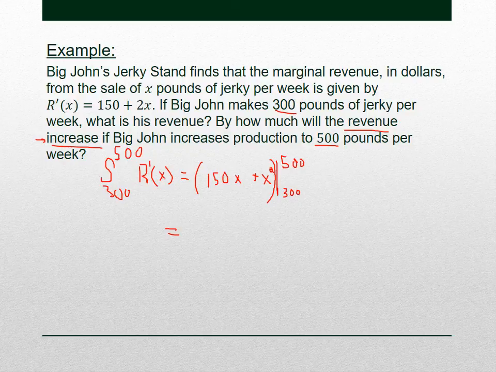Right, so remember, we already took that antiderivative and we got 150x plus x squared. And since this is a definite integral, we want to evaluate that from 300 to 500. So first, let's plug in 500. When you plug in 500, what do you get?